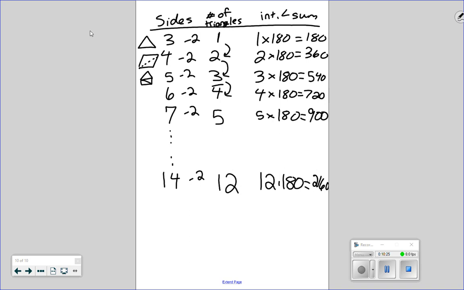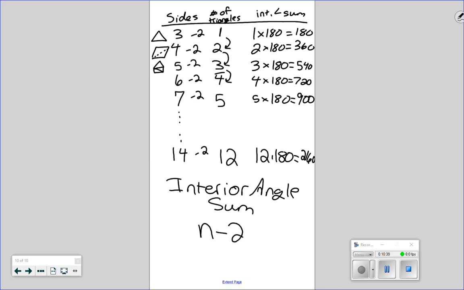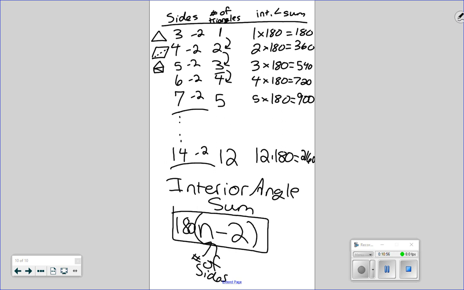So there is a formula you can use, and this is the formula that you need to know and write down. The interior angle sum formula is n minus 2, where n is the number of sides. So you take the number of sides, subtract 2, just like we did for all of these, and then you multiply that by 180. So that's the formula for finding the interior angle sum of any polygon, regardless of how many sides we have. Take the number of sides, subtract 2, and multiply it by 180.